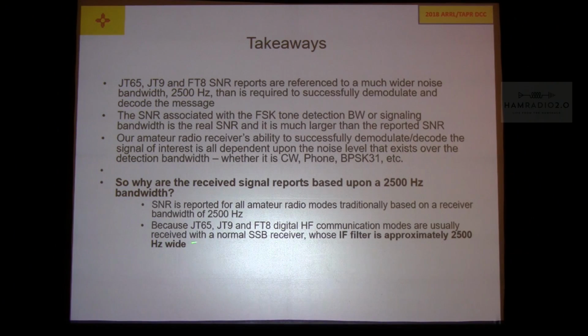And because JT65, JT9, FT8, which was developed by Joe Taylor and company, they wanted that communication mode to be used for all transceivers, even our legacy transceivers, right? Our older ones versus the more modern ones. They wanted to use a signal-to-noise ratio that's reported that's still based upon what is common amongst most of our receivers, an IF bandwidth of 2500 hertz. So I'm not saying that it's reported incorrectly. I would have done it the same way. I would use 2500 hertz.